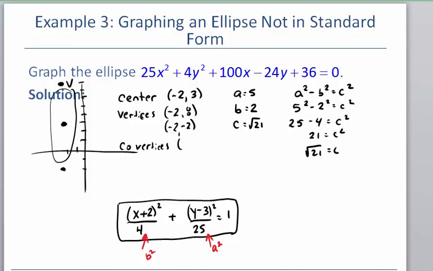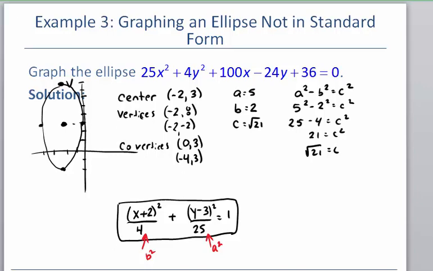The co-vertices are based on the b value, so we're going to go over 2 in each direction. So we'll have a co-vertex at (0, 3), and also one at (-4, 3). And so technically that is enough to do what they asked me to do, which was draw my ellipse. So I can connect those 4 points and have a pretty good idea of what that ellipse looks like.